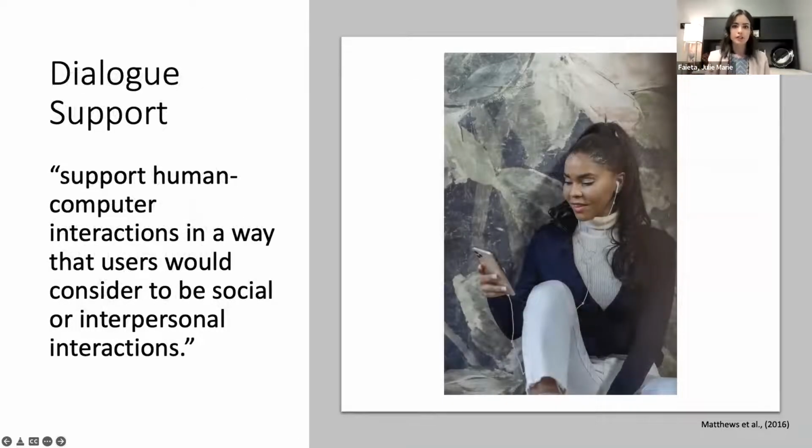Then there's dialogue support. And I used a quote by Matthews et al. 2016 because I simply could not paraphrase this description clearer. They describe dialogue support as the design principles that support human-computer interactions in a way that users would consider to be social or interpersonal interactions. It's how you dialogue with the software.